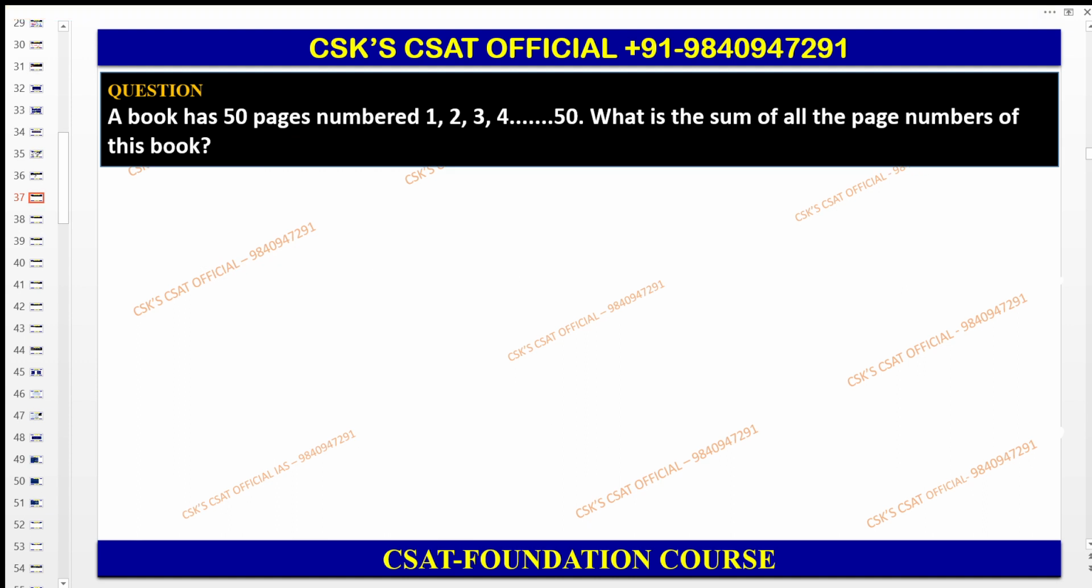A book has 50 pages numbered 1, 2, 3, 4 up to 50. What is the sum of all the page numbers of this book? Sum of all the page numbers of this book. If you are done, you can give the answers in the chat box so that we are able to see.